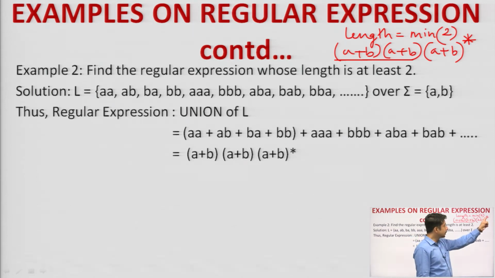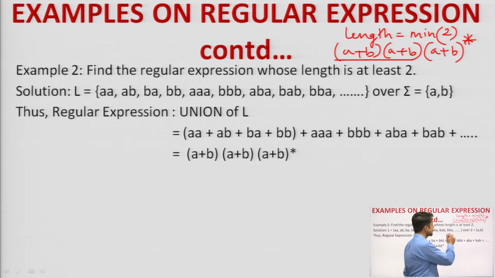How will the expression start? See, if the asterisk value is 0, then this will become 1. So, it will be nullified, then it will be a plus b into a plus b, that is length equals to 2. If the asterisk value is 1, then it will be a plus b into a plus b into a plus b, that is length equals to 3. If the asterisk value is 2, then a plus b, a plus b, a plus b, a plus b, length equals to 4, then it will keep on increasing.